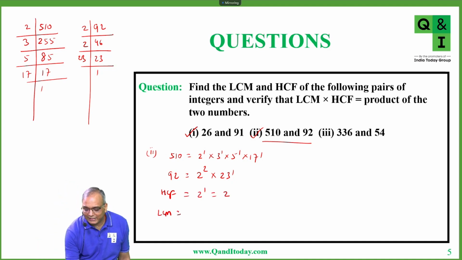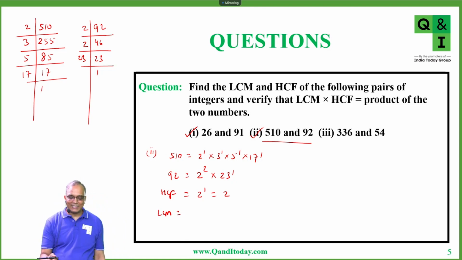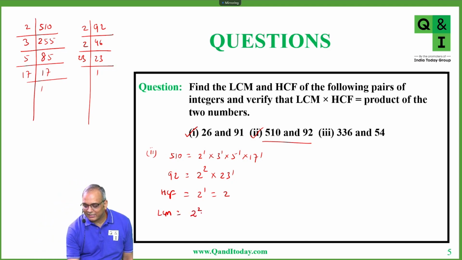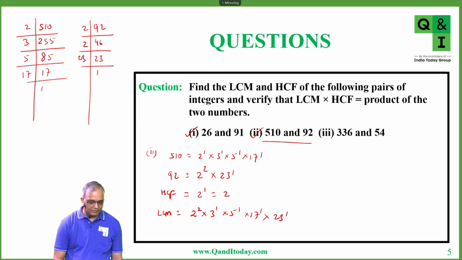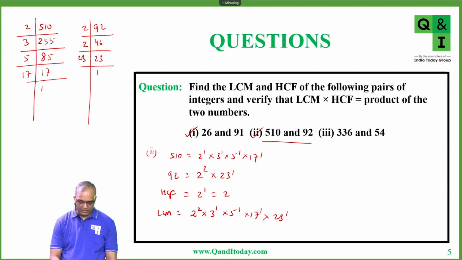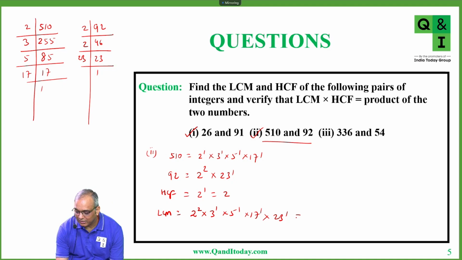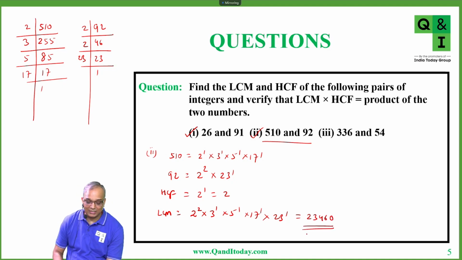And if you have to find the LCM, you have to write all the factors and its highest power. So factor 2 has a highest power of 2, 3 to the power 1, 5 to the power 1, 17 to the power 1, and 23 to the power 1. So if you calculate this, we have 4 into 3 and then into 5 into 17 into 23. If you calculate this all, you will get 23460. So this is the LCM, 23460.